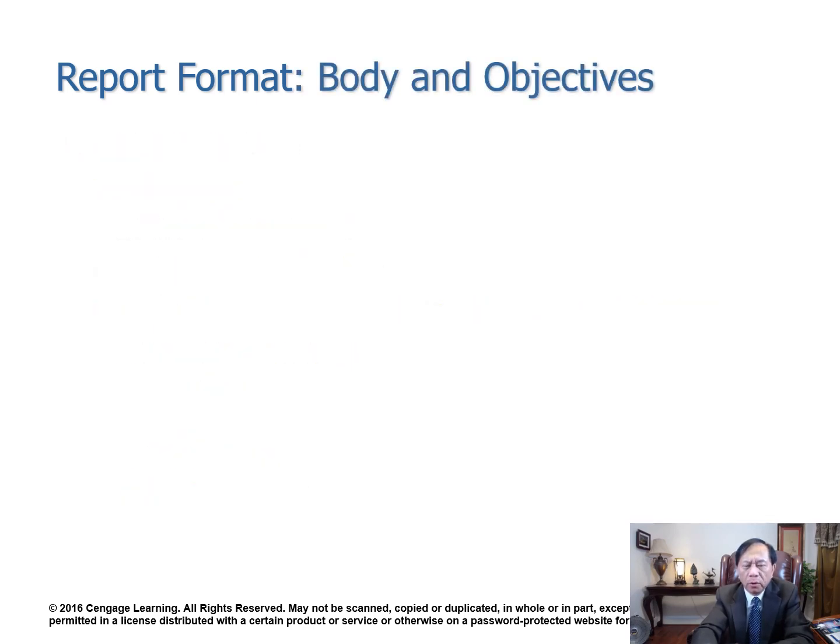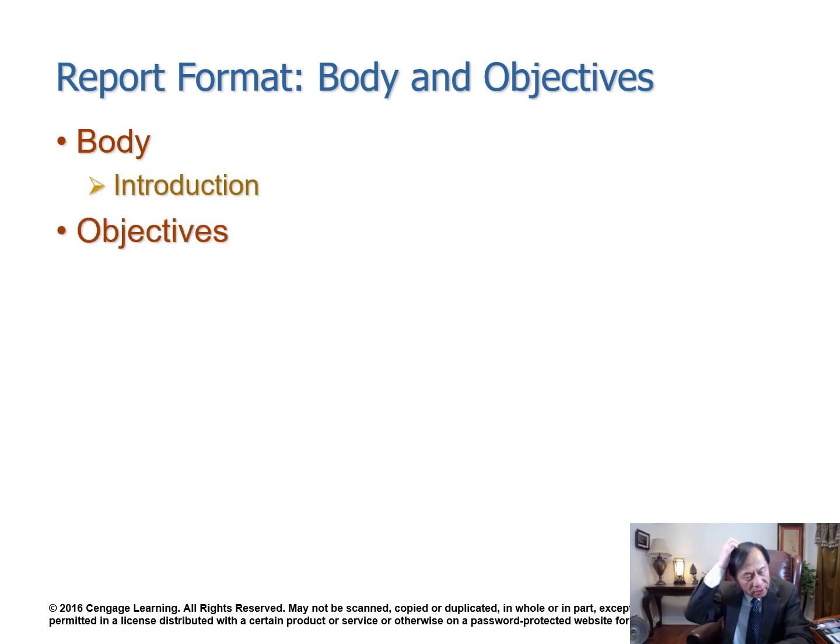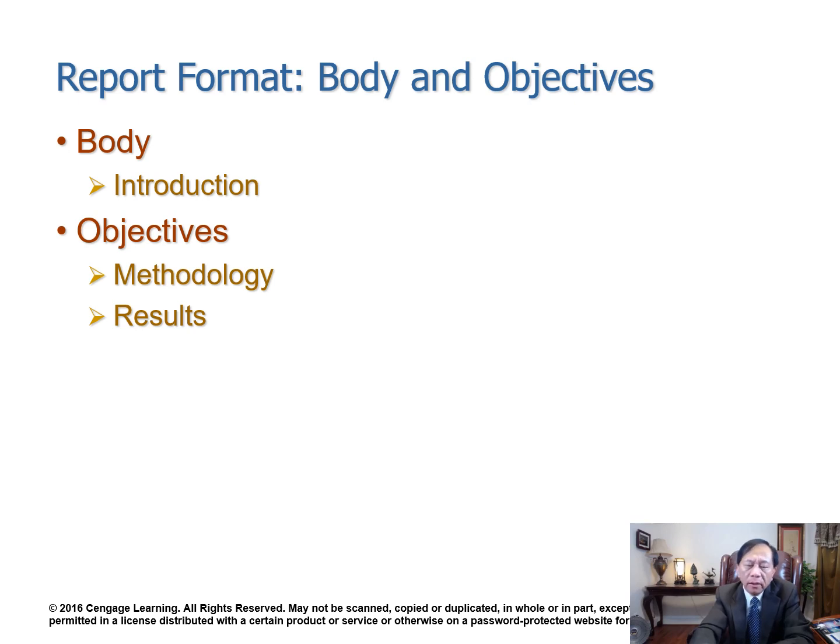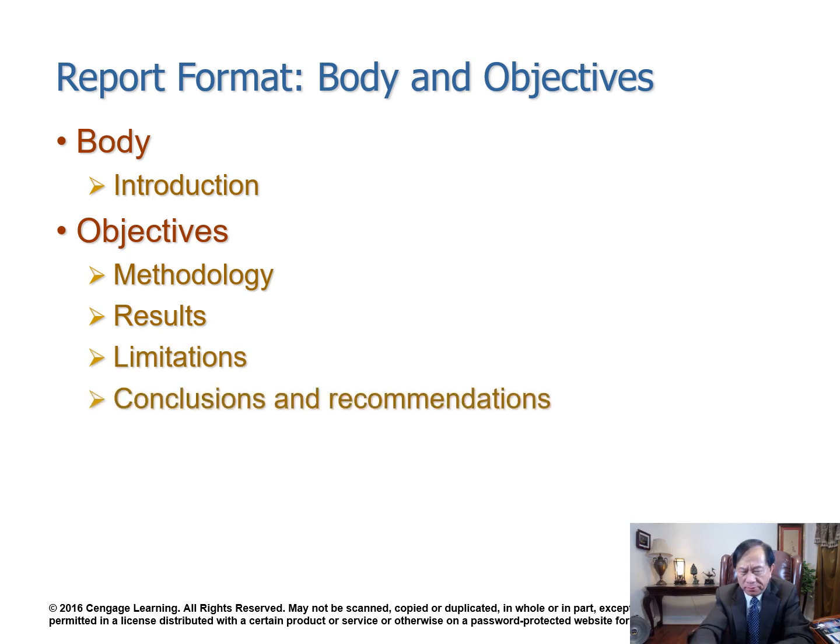In the research report, there is the body and objectives. In the body, you should have an introduction, and then you have to talk about the objectives. Your methodology used, in your case, is surveys, and your survey results and analysis results. You also need to tell about your limitations. What are your limitations? And your conclusions and recommendations.